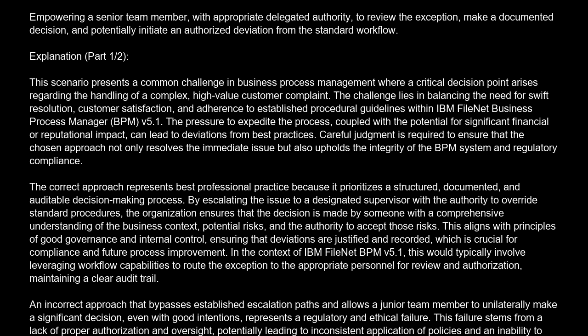In the context of IBM FileNet BPM v5.1, this would typically involve leveraging workflow capabilities to route the exception to the appropriate personnel for review and authorization, maintaining a clear audit trail. An incorrect approach that bypasses established escalation paths and allows a junior team member to unilaterally make a significant decision, even with good intentions, represents a regulatory and ethical failure. This failure stems from a lack of proper authorization and oversight, potentially leading to inconsistent application of policies and an inability to trace the rationale behind critical decisions.